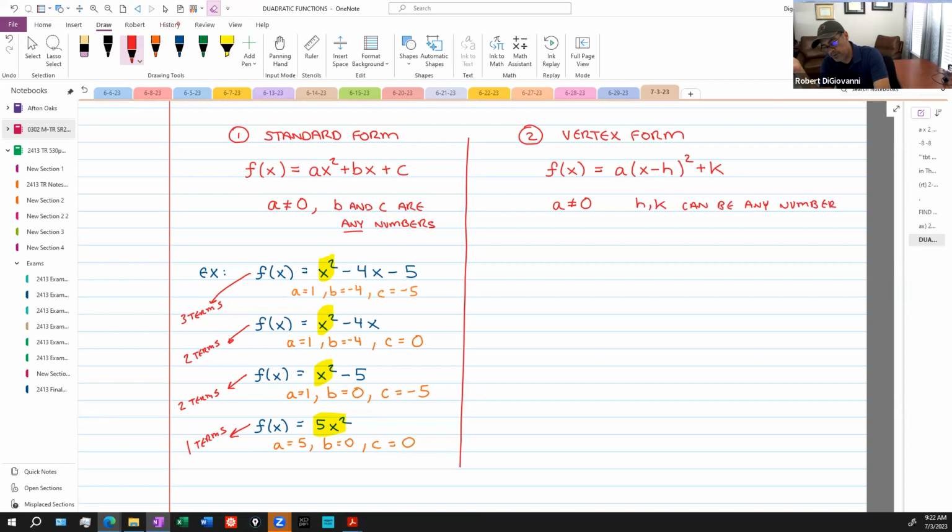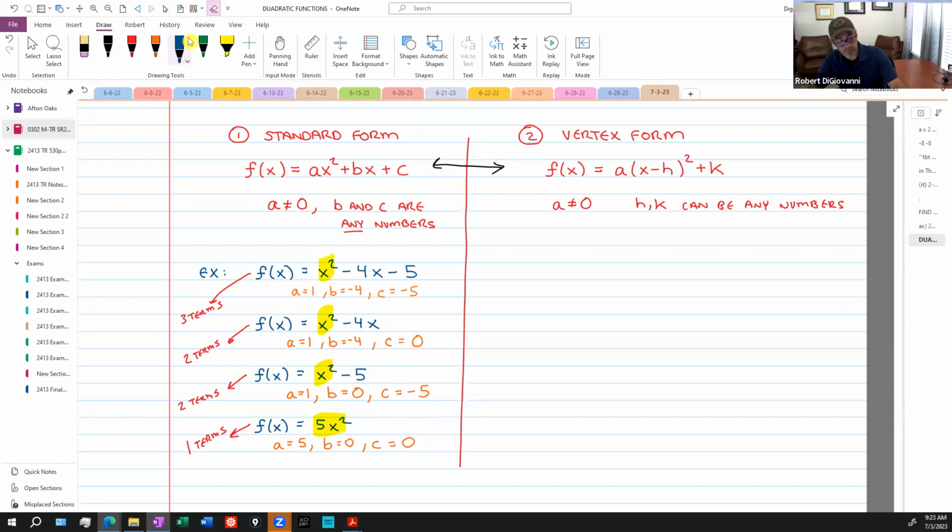And what students will ask right away when we introduce these two forms is, why do we have two different forms? Well, it just depends on the problem. Sometimes vertex form is better to work with. Sometimes standard form is better to work with. It just depends. And there's a way to go from one to the other. We do have a way of switching back and forth between these two forms. I'm going to show you how to do it.